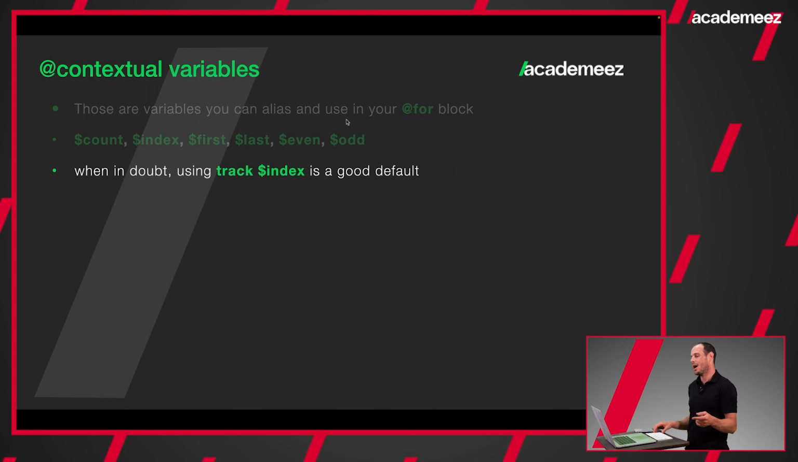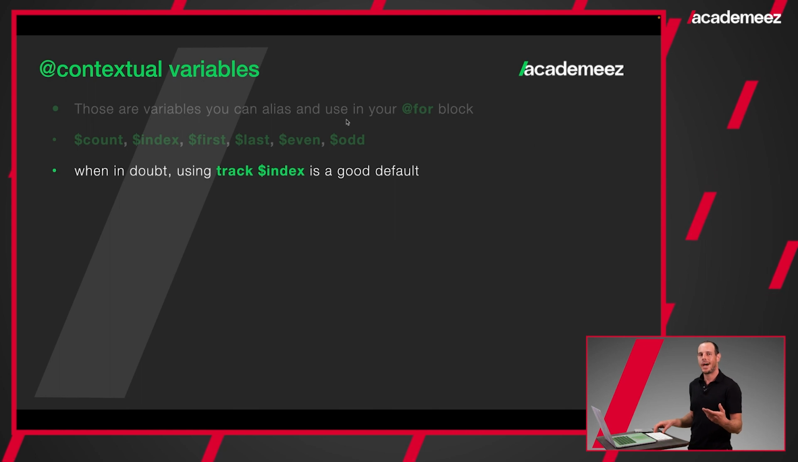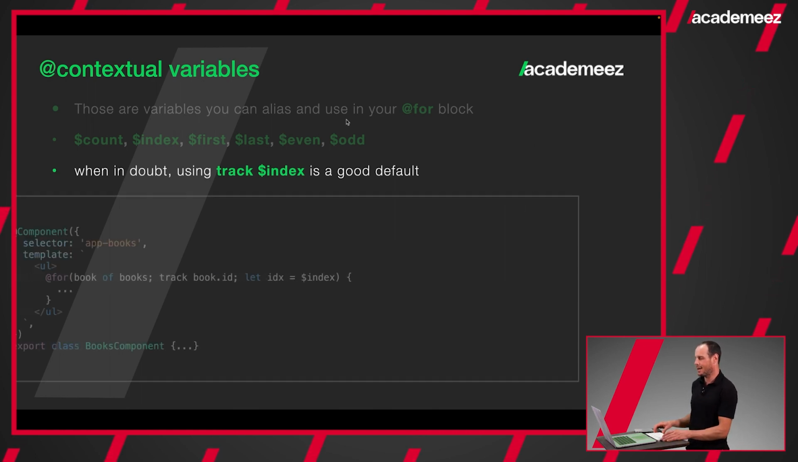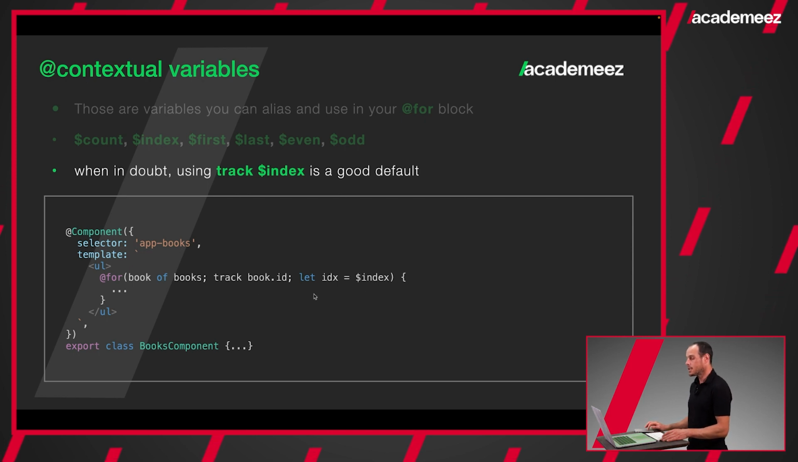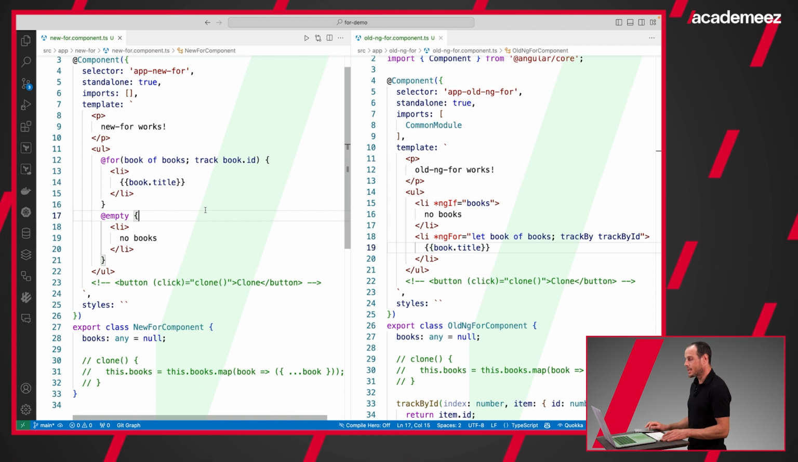And also it's common, when you don't have a unique primary key in your array, to add a track by index. So we'll see that in a second. But the general API to grab those contextual variables is to define an alias. Let idx, for example, is an alias in this example to access the index of the current iteration. So let's see that in this example. Let's say I want to print next to the book the number of that iteration. So I can access it with let idx equals $index.